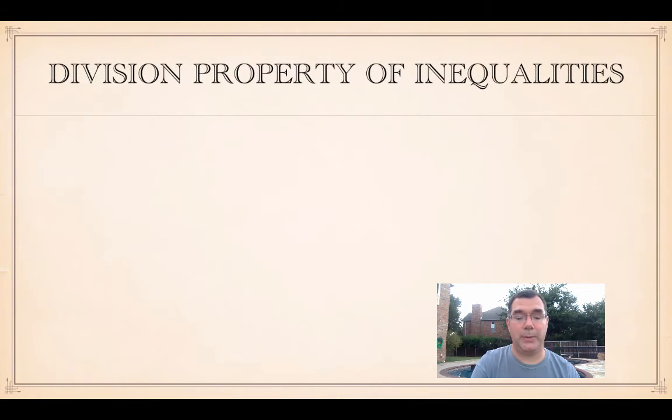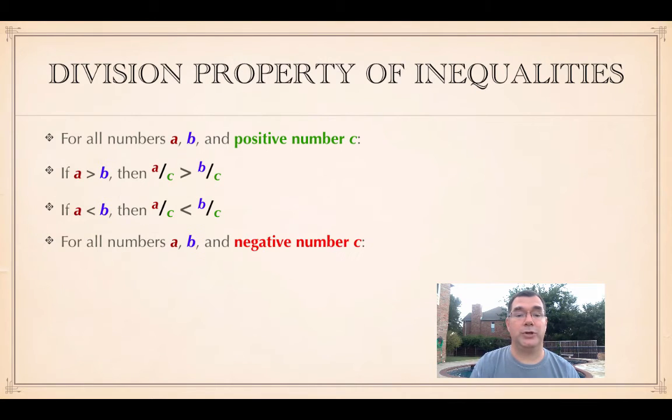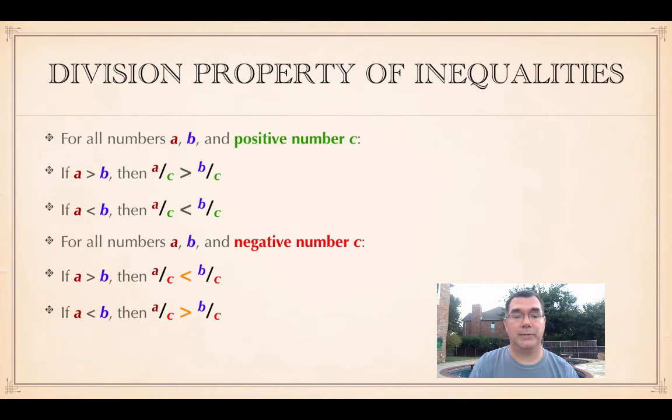Okay, division property, it's basically the same thing as it was for multiplication. I've got two things, and I'm dividing by a positive this time. The inequality sign doesn't change whether A is greater than B or A is less than B. The tricky part comes when you are dividing by a negative number. If you've got two things, then you've got to change the direction of that inequality sign when you divide both sides by the same negative number. Okay, so notice that in those steps right there.